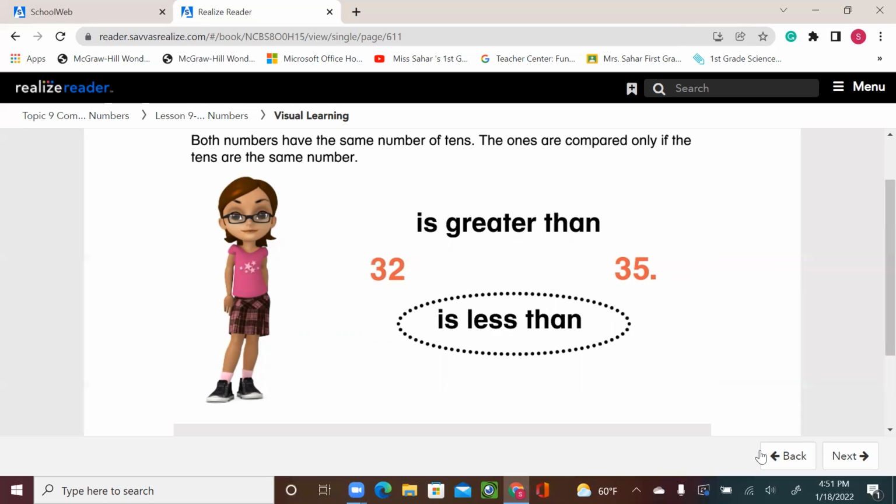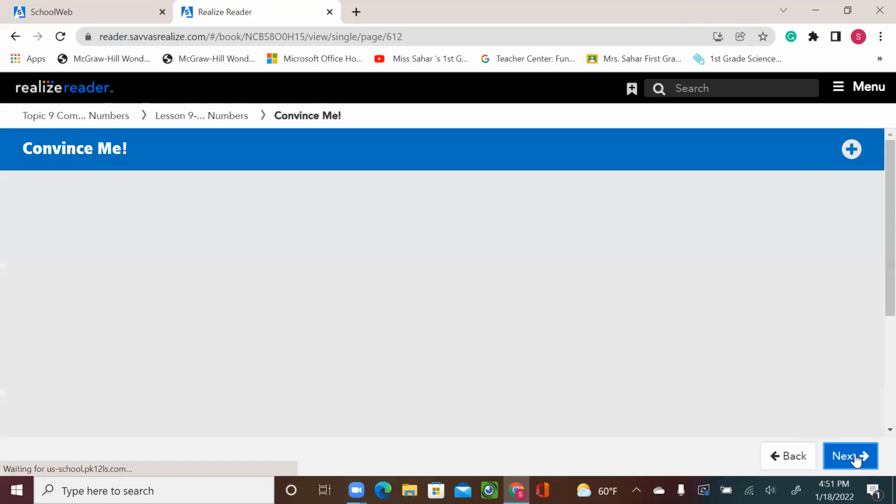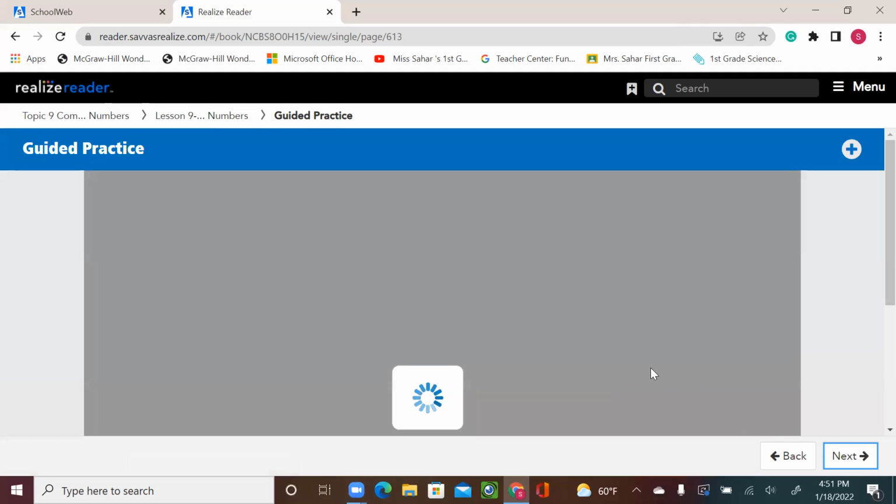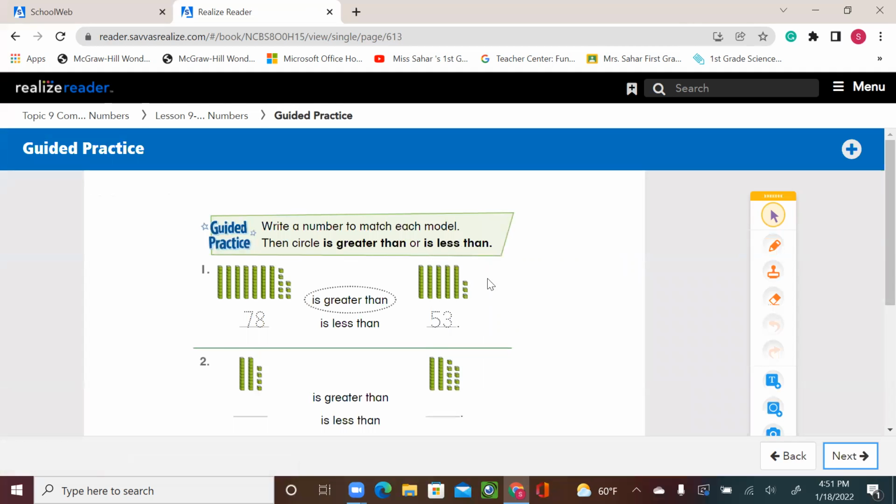All right, let's see what we have in our guided practice. Your book, page 374. All right, write a number to match each model. Then circle greater than or less than.